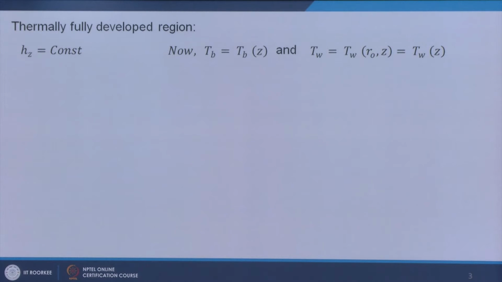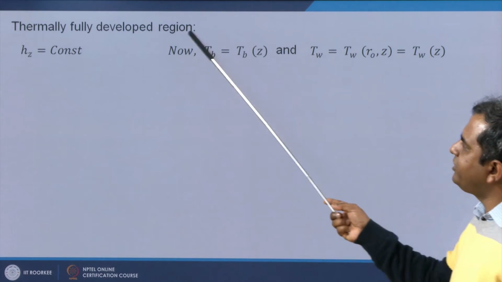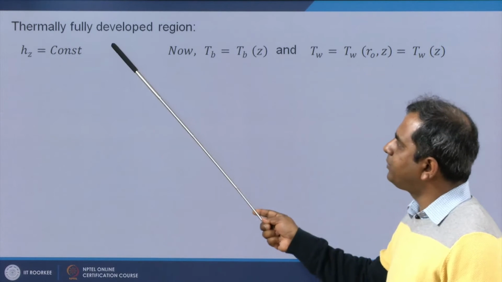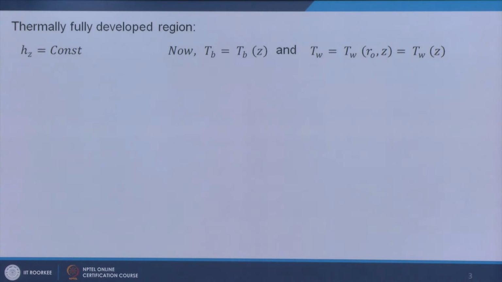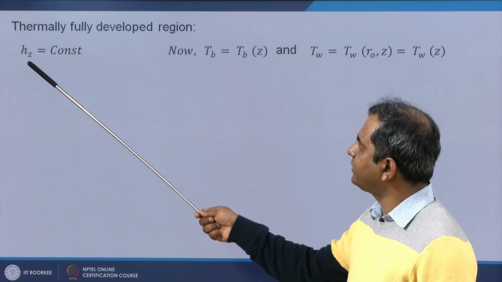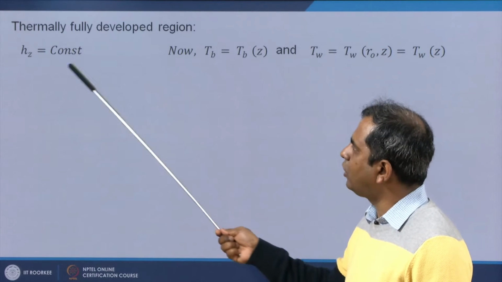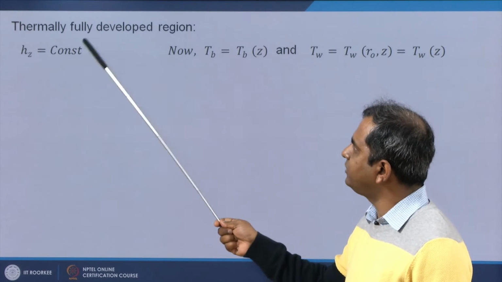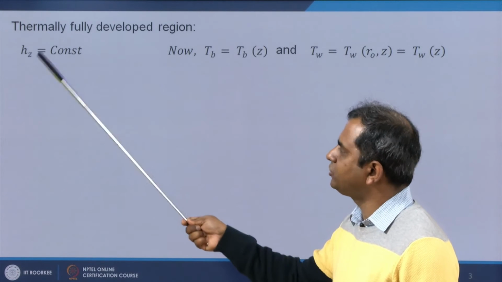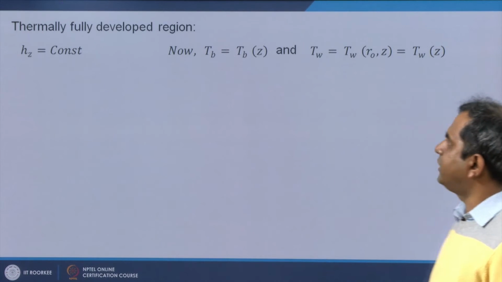So, let me start with the topic. As we are only interested in the thermally fully developed region, the heat transfer coefficient will not change with respect to radius at least. So, Hz we will be keeping as constant. Hz is constant means, as it is fully developed, it will not change with respect to z.